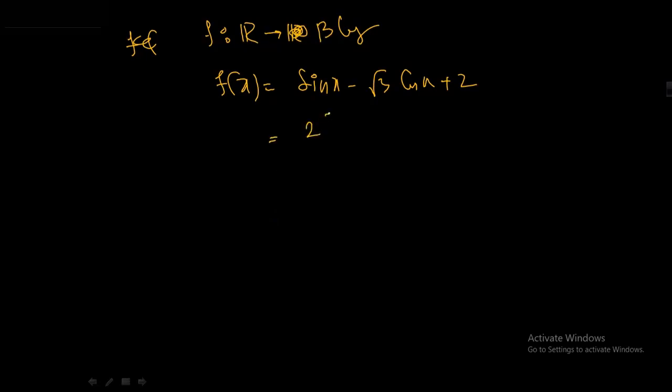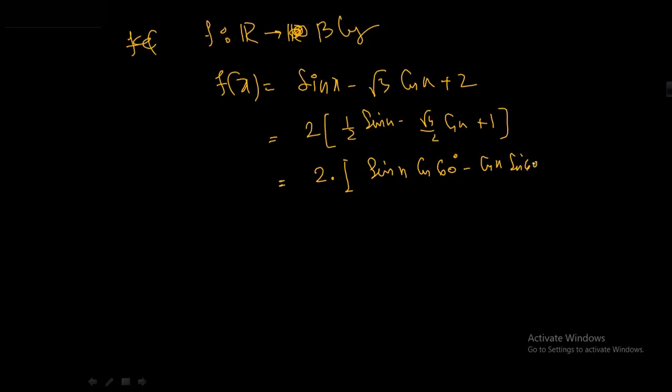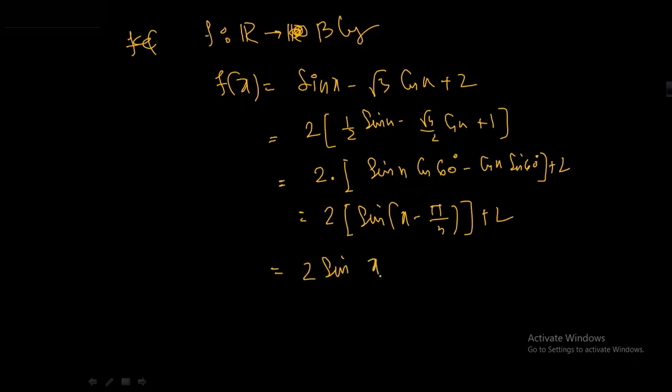So let us take 2 common. So I'll get half sin x minus root 3 by 2 cos x plus 1. Let us check: 2 into sin x cos 60 minus cos x sin 60, plus 2. This is 2 into sin of (x minus 60 degree, that is pi by 3) plus 2. So this is 2 sin(x minus pi by 3) plus 2. So we have to find the values of this function.